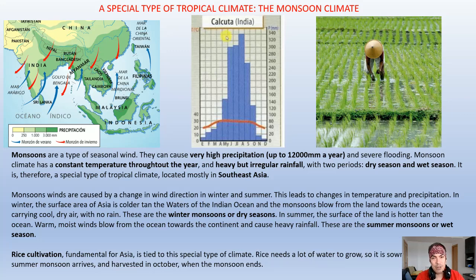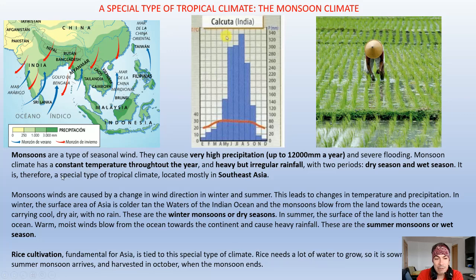Now let's take a very quick look at the special type of tropical climate, which is the monsoon climate. The monsoon is a type of seasonal wind, okay? It's a wind, the monsoon, in Spanish, el monzón. And they can cause very high precipitation up to 12,000 millimeters a year. 12,000 is a lot. Okay, look at these climate graphs and look at these precipitation bars, which have values up to 340 millimeters for a month. This is a lot of rain. And they can cause very high precipitation and severe flooding.